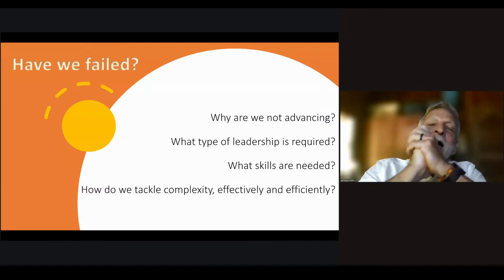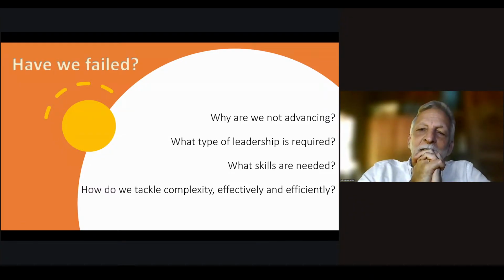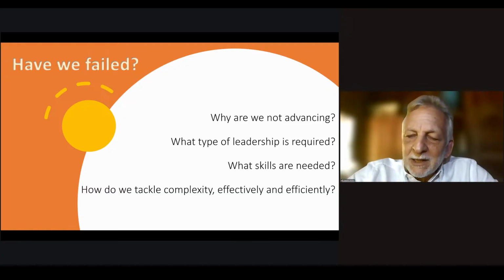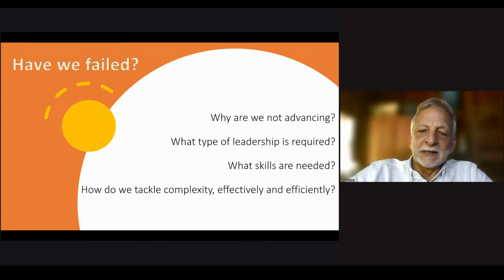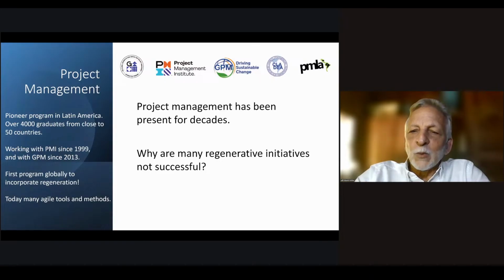So have we failed? Why are we not moving forward? What type of leadership do we need to move the regenerative movement forward and turn it into a massive movement? What skills are required for this? How can we actually tackle complexity effectively, efficiently? And this is where project management comes in. We need to learn project management.